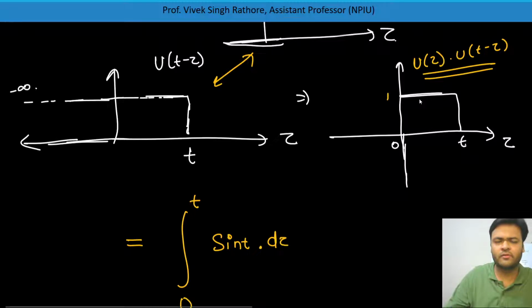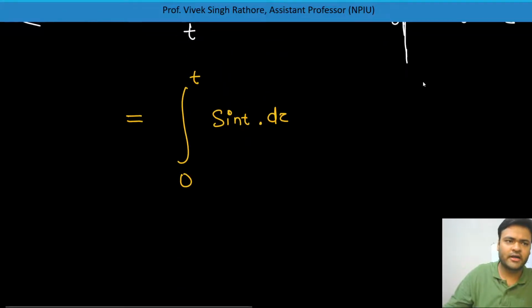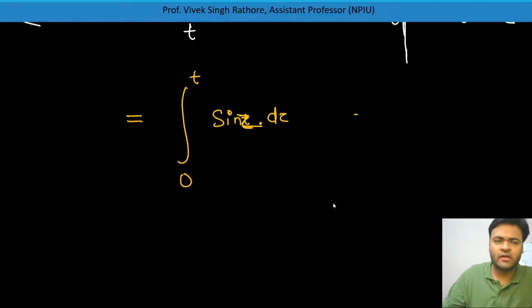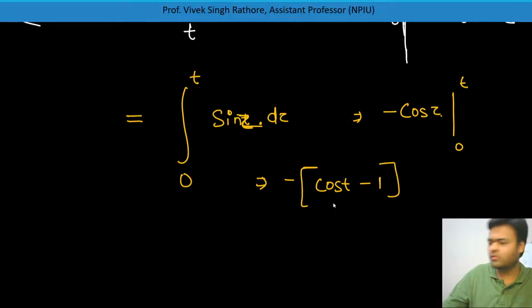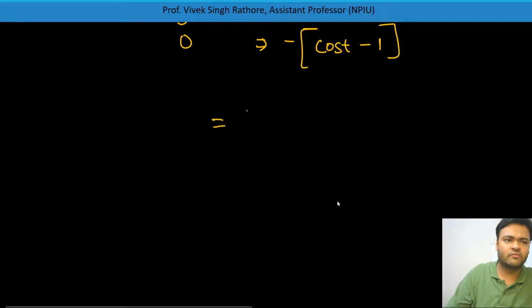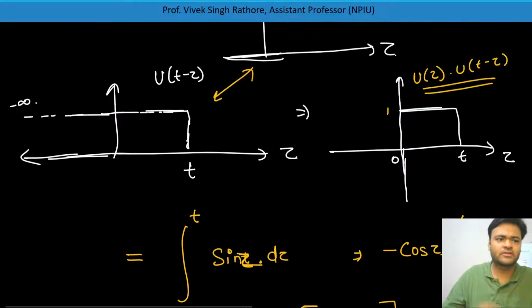So sin t into sin tau, sorry, sin tau into d tau, because sin tau was there. And the integration of sin tau, you must be knowing that when you integrate sin, it will come minus cos of tau. Okay, and you can do 0 to t, so you get minus cos t minus cos 0, which is 1. So you can write here 1 minus cos t, and this is for t greater than 0.